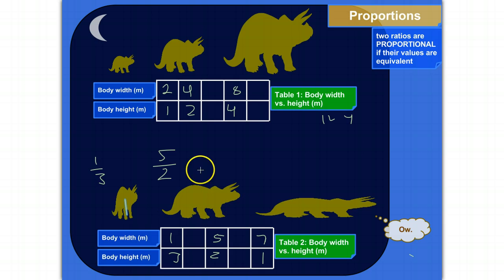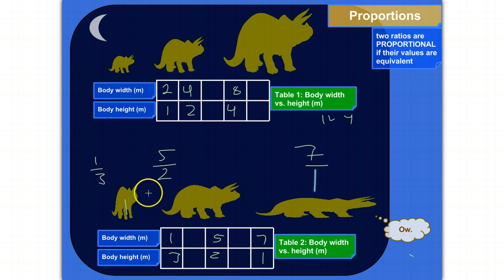Just kind of eyeball it, and these are not exact measurements, of course. I mean, these are just on my computer screen. I didn't get out a ruler or anything. Just eyeballing it to give you some examples. And this guy, he's really wide but really short, so I called his width 7 and his height 1 meter.